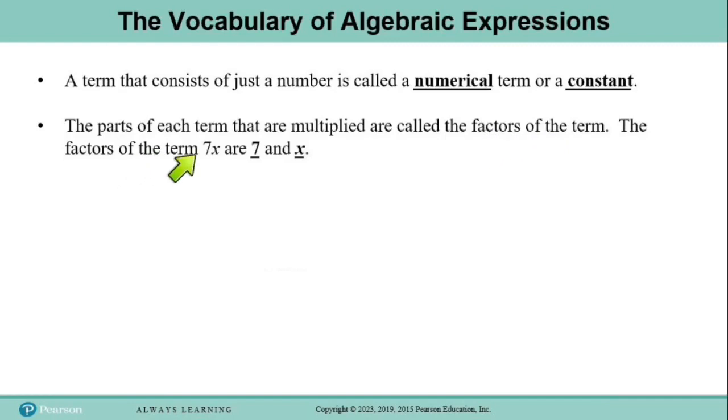The parts of each term that are multiplied are called the factors of the term. So for example, if we're looking at the term 7x, the factors are 7 and x. It's the coefficient and the variable.